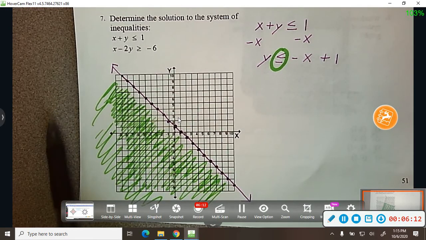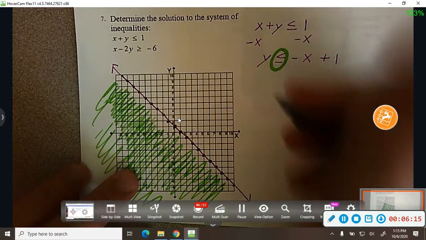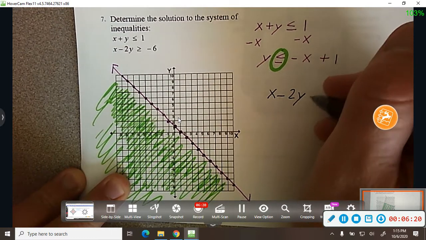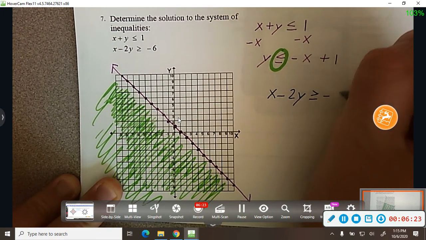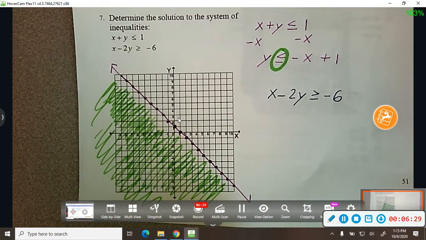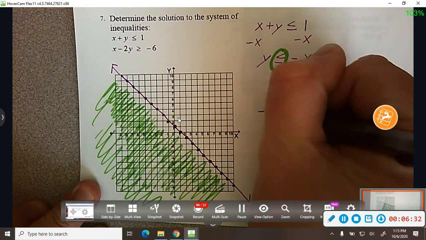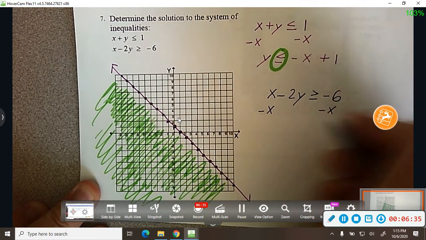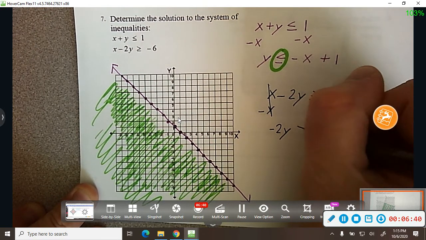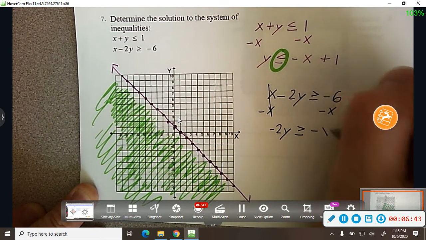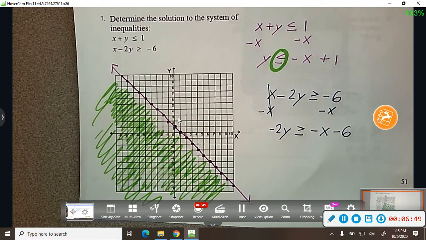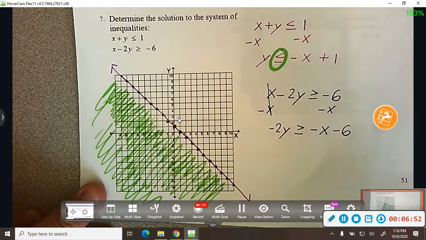Okay, so I need to copy down my next problem, which is x minus 2y is bigger than or equal to negative 6. So I need to solve for y. First thing I would do is subtract x from both sides. And you get negative 2y is bigger than or equal to negative x minus 6. Then divide by negative 2.